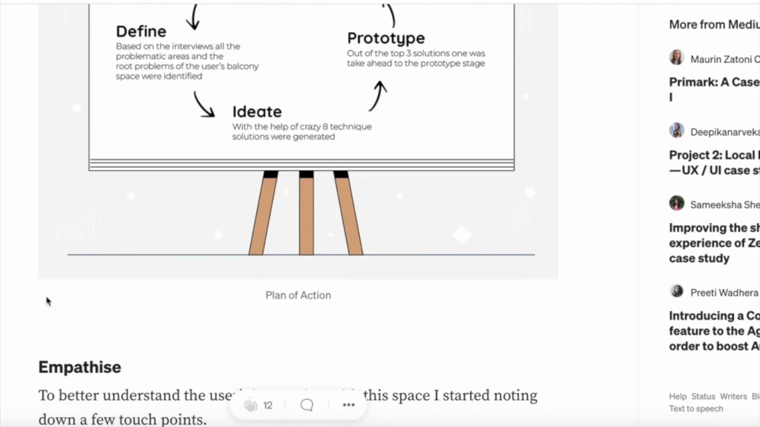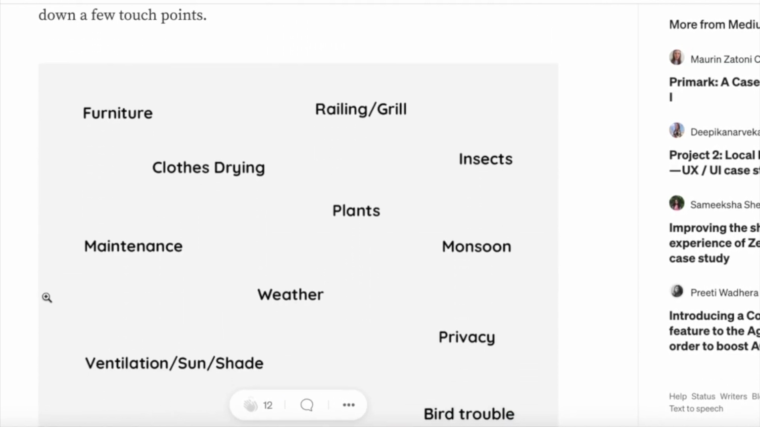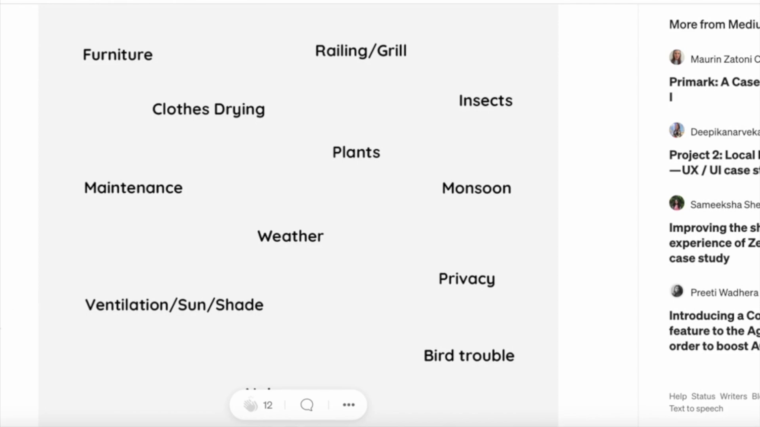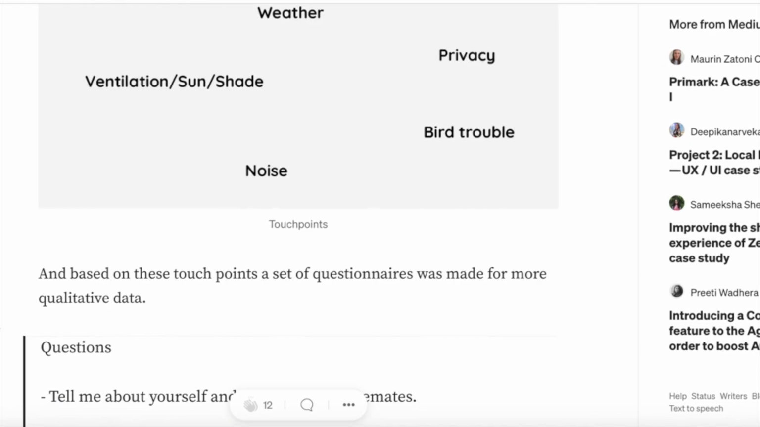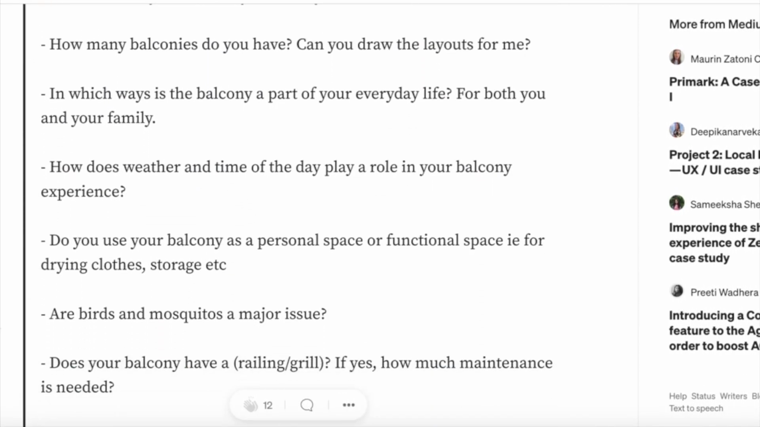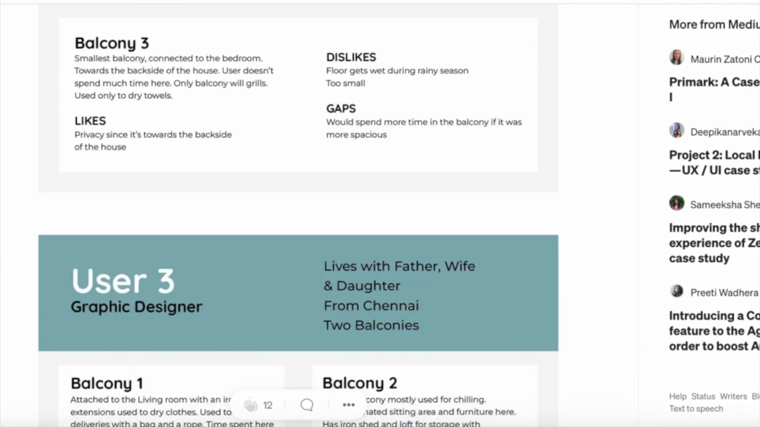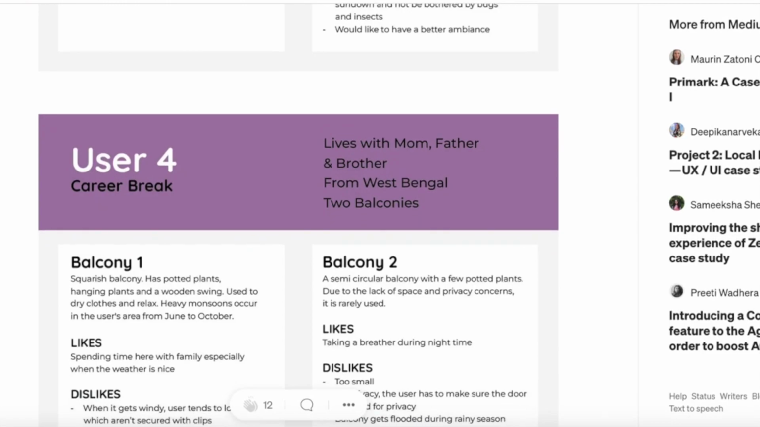To start with the empathize stage, I started noting down a few touch points. These touch points were further turned into questions for the interview stage. This was the first time I was conducting interviews. The interview started with a few icebreaker questions and later on led to the balcony discussions. Based on these interviews, user personas were generated.